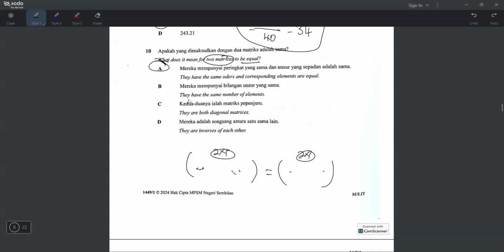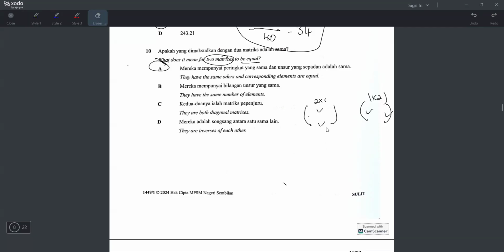B is wrong because they have the same number of elements, actually, not necessarily, right? Because sometimes you can have 2 rows 1 column, and then this one is 1 row 2 columns. 2 rows 1 column means like this, right? But 1 row 2 columns is like this, right? So you can see that they have the same number of elements, but they are not the same matrix, right? Because it has to be not just the same number of elements, it has to be the same order and also the same values, right? So B is not a good definition for equal matrices.